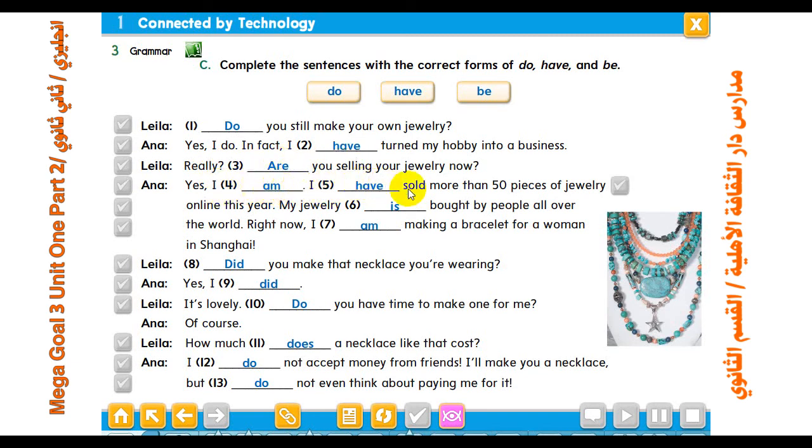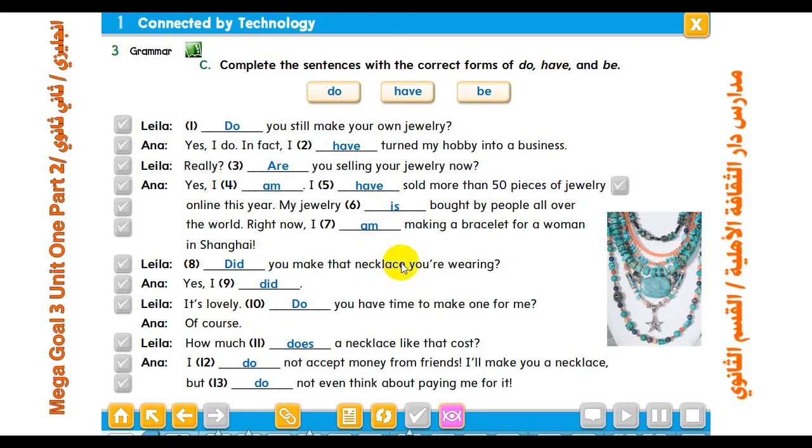I have sold more than 50 pieces of jewelry online this year. This is the present perfect tense. My jewelry is bought by people all over the world. Is bought. This is the passive form of the present simple tense. Right now, I am making a bracelet for a woman in Shanghai. Am making. This is the present progressive tense.